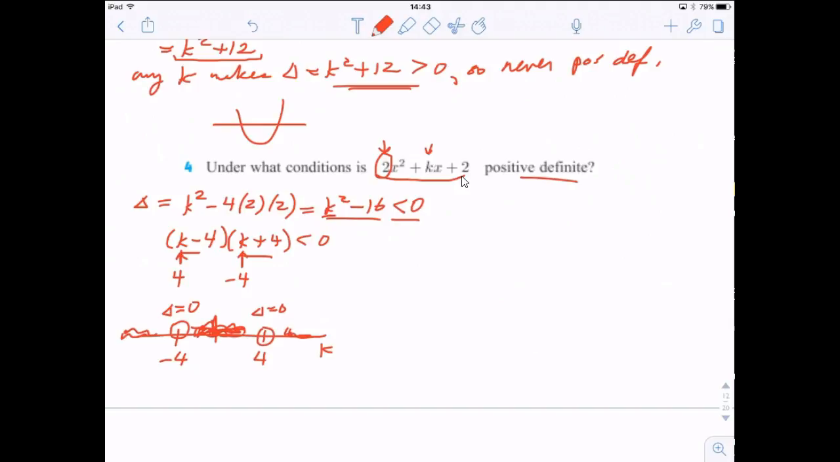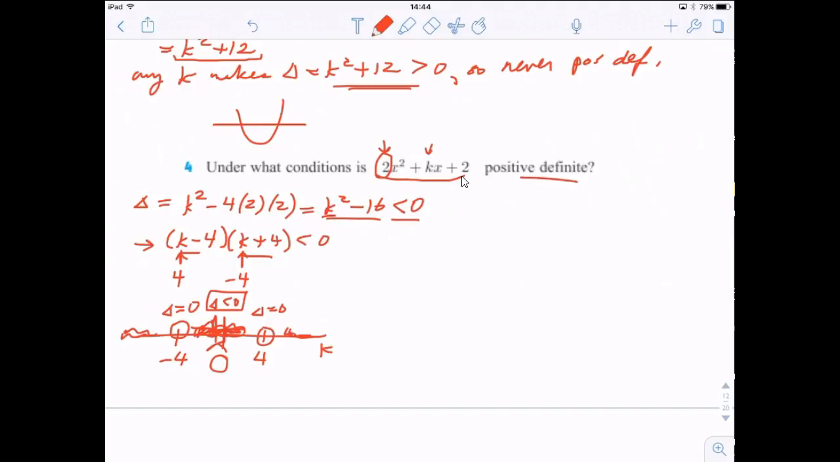So why don't we take the easiest point to work with between negative 4 and 4, which would be 0. What if we put k equals 0 into this equation? We're going to get negative 4 times positive 4, which is negative 16, which is less than 0. So that means the region between negative 4 and 4 gives us a discriminant that is negative, right? Because we tested one single point, the 0 point, and we discovered that the discriminant is negative there, so all the other points between negative 4 and 4 are also negative.